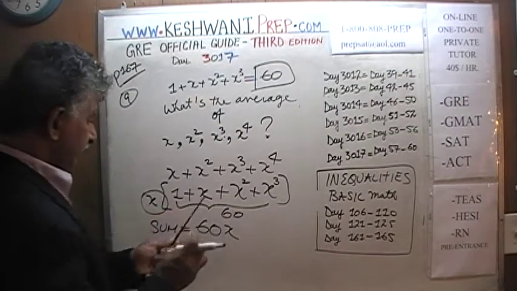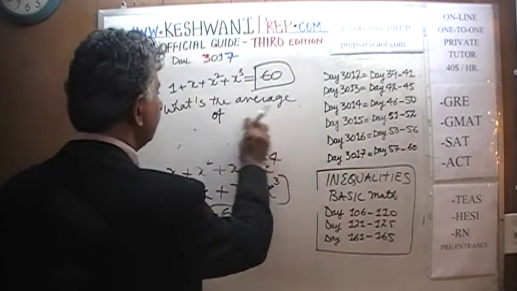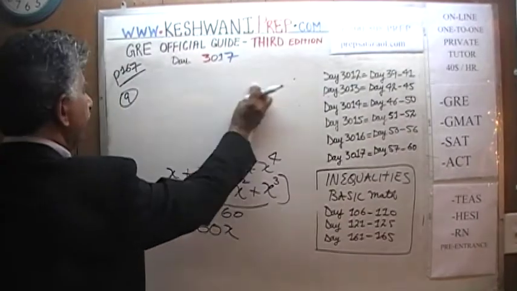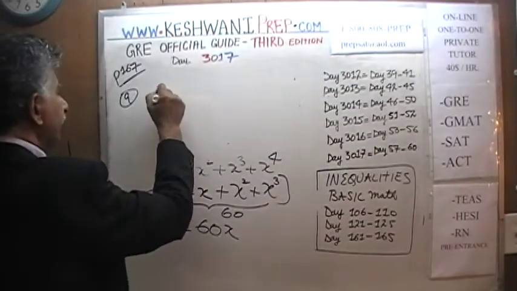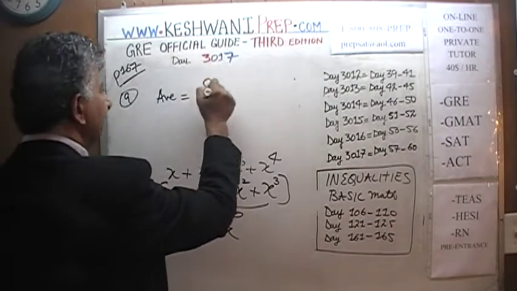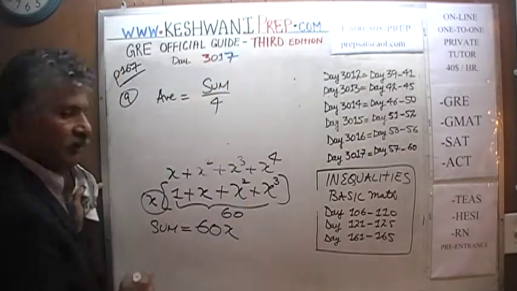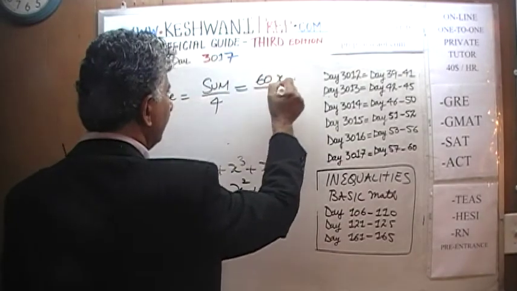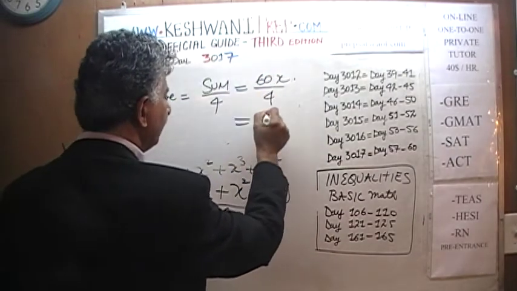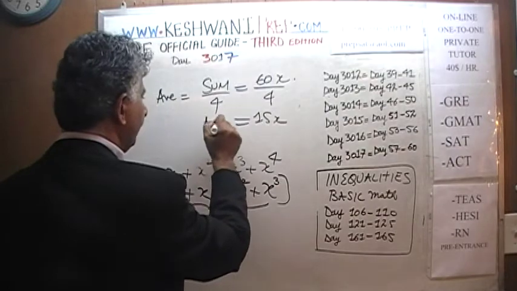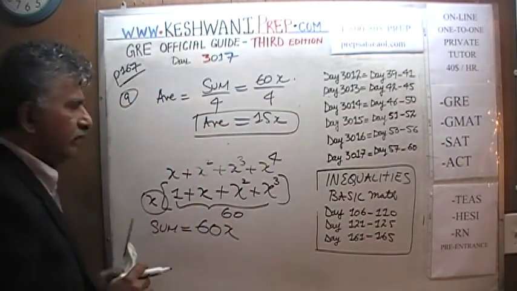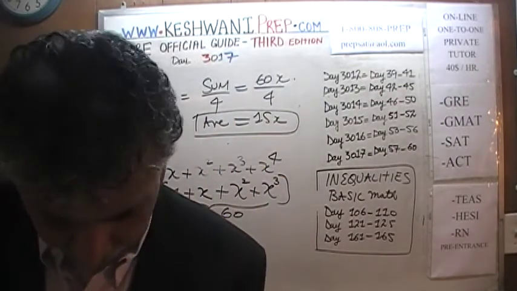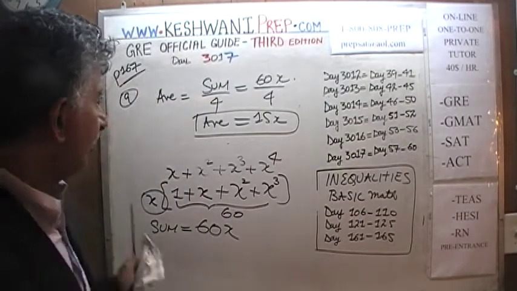Average is just this sum divided by 4. The average is simply the sum divided by 4, because there are 4 of them, and we found that sum is 60x divided by 4, which is going to give us 15x. The average of these 4 quantities turns out to be 15x, and that's answer choice B.